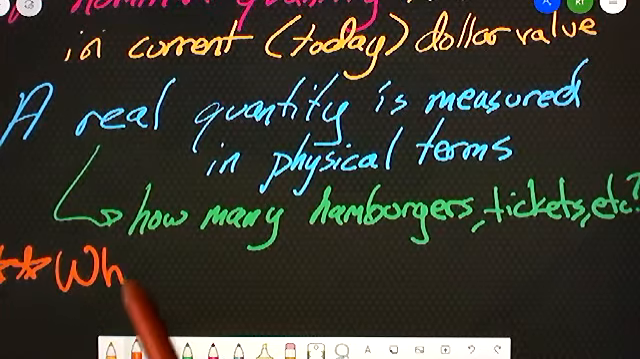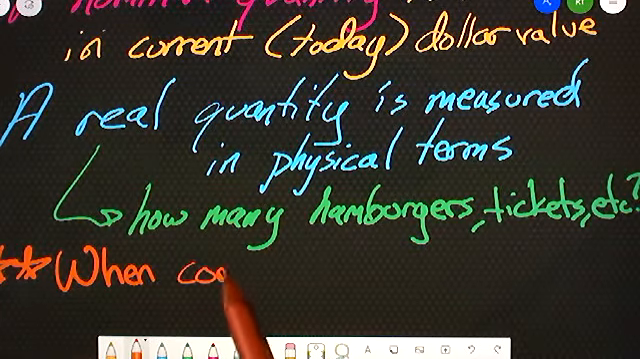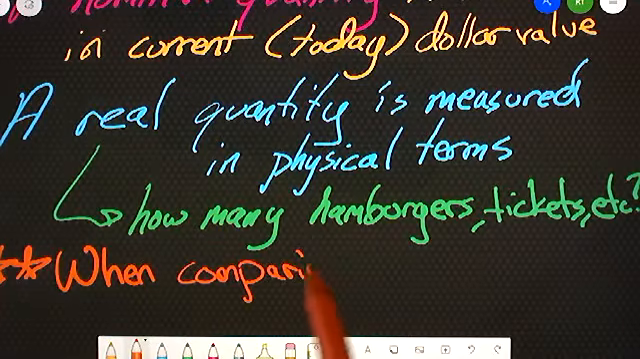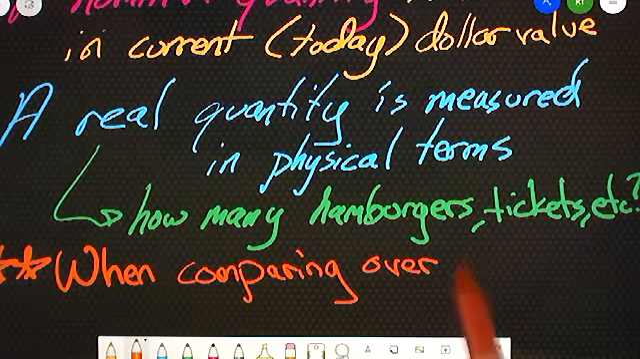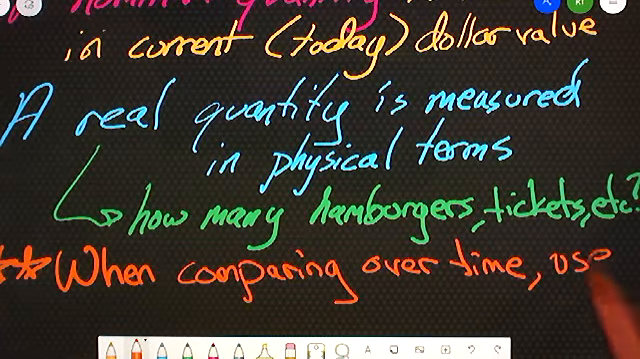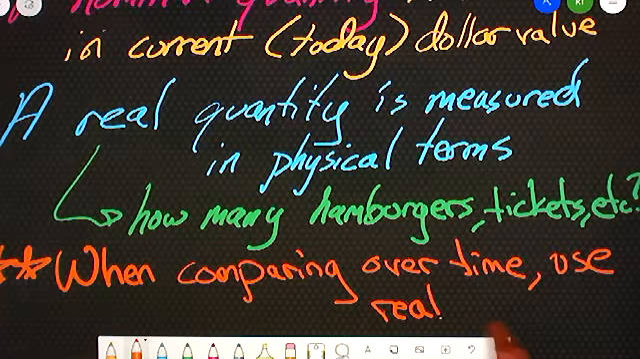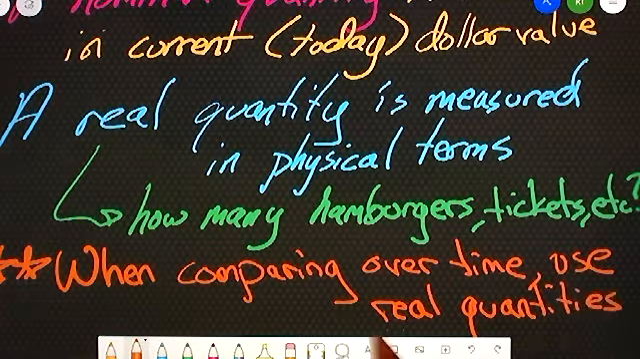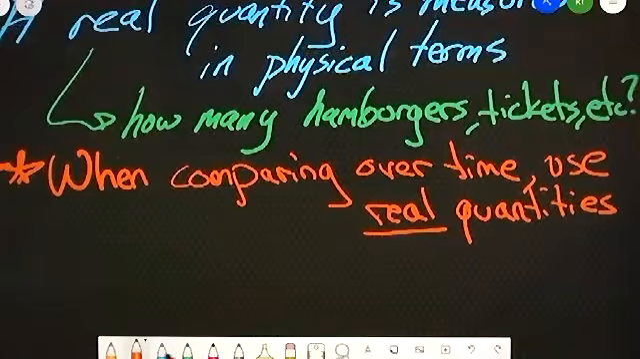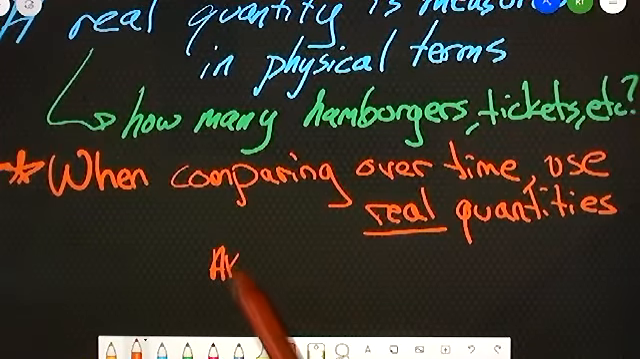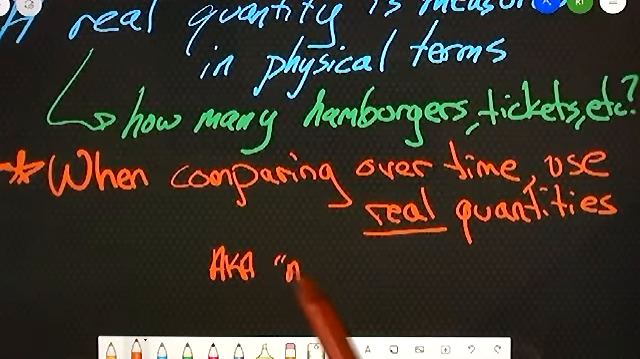So the rule that we have here is that when comparing over time, stick to the real quantities. Use real quantities. These are also known as adjusted for inflation.